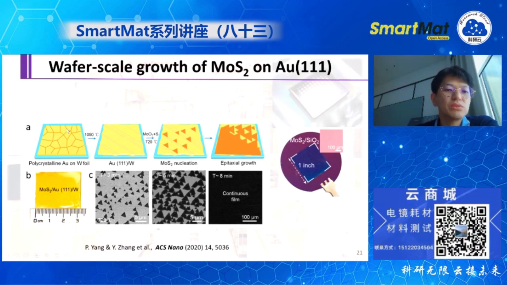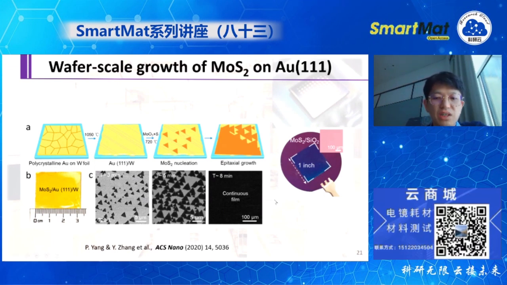So they made polycrystalline gold on top of a tungsten foil and then did the annealing. Then they forced the gold to form a gold 111 single crystal with exposed step edges. And when they do the growth of MoS2, those step edges control the orientation of the MoS2 triangles. And then when you merge all these triangles, they form a single crystal. The whole wafer is only one crystal, single crystal MoS2. Okay, so this is another very strong evidence that the step edge control really works for growing wafer scale 2D materials.